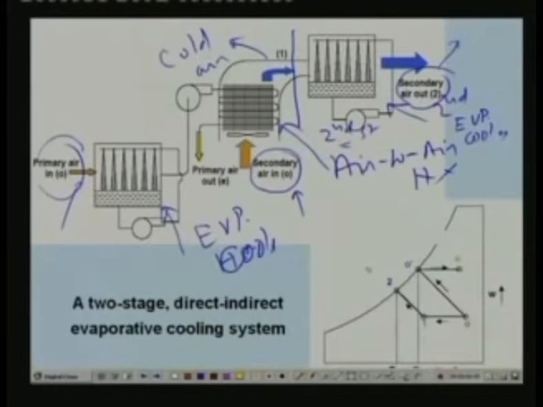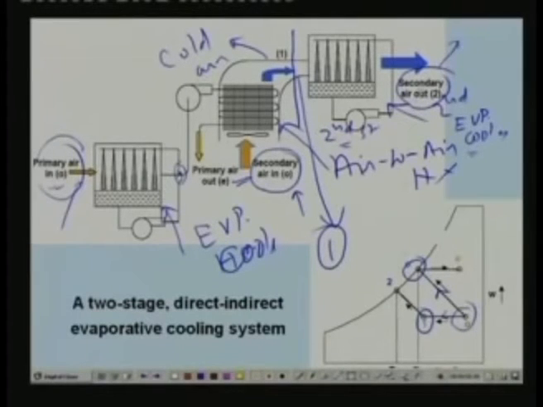The same thing is shown here on the psychrometric chart. For example, this is the condition of the secondary air here and the primary air here. So the primary air undergoes cooling and humidification. So O dash is the exit of the first evaporative cooler, and this then flows through the air to air heat exchanger. So its temperature increases and the temperature of the secondary air reduces in this direction. So at the end of this, point 1 is here. So at this point it enters into the second evaporative cooler, where it undergoes cooling and humidification.